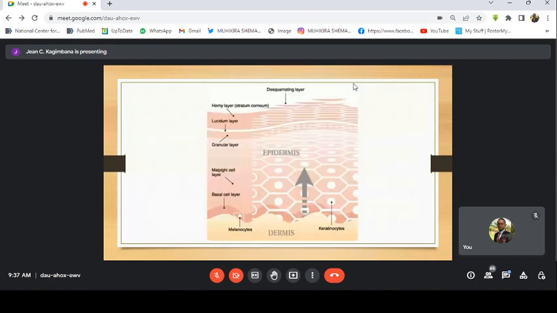Now, this is again the same. You see the distribution of melanocytes. It's seen only at the basal cell layer, at a ratio of 1 melanocyte to 7 keratinocytes. You count some keratinocytes at the basal cell layer or basement membrane, 7 keratinocytes for 1 melanocyte.